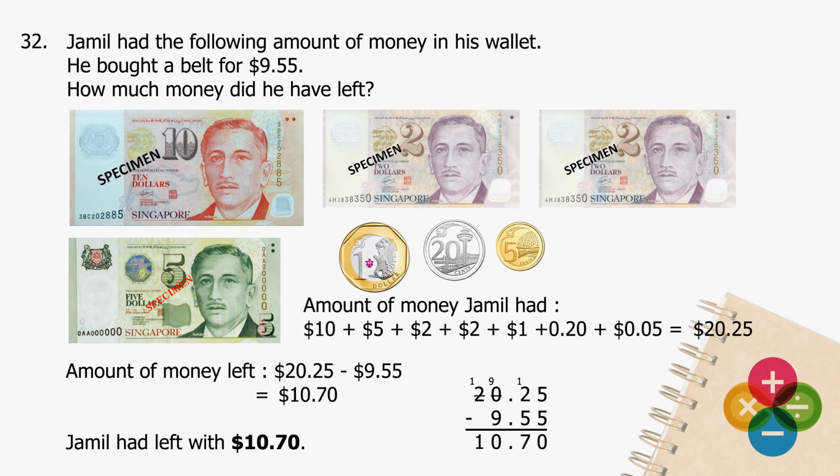The amount of money Jamil had will be, add $10 to $5, to $2, to $2, to $1, to 20 cents, and to 5 cents, and the sum is $20.25. The amount of money left will be, subtract $9.55 from $20.25, and the difference is $10.70. Jamil had $10.70 left.